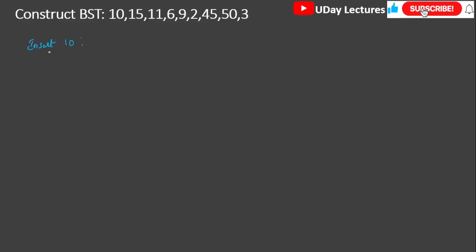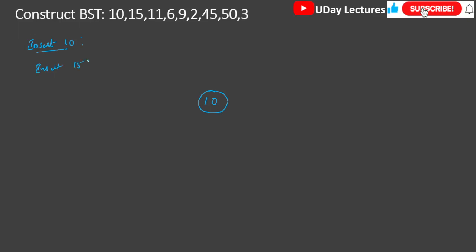Okay. So for inserting 10, I have already told you that if the binary search tree is empty, I can make our new value the root node. I don't have to make any comparisons now. I can directly make 10 my root node. So I have made 10 the root node. So this is the present root node in the binary search tree.